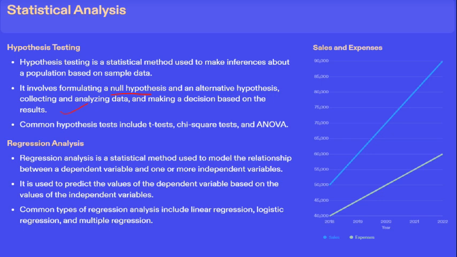Let's go into regression. This is also commonly used, where you start with linear regression. Regression analysis is a statistical model used for the relationship between a dependent variable and one or more independent variables. We will discuss dependent and independent variables as we go deeper into the regression topic. It can predict the value of the dependent variable based on the values of the independent variables. The most commonly used are linear regression, logistic regression, and multiple regression. So that covers some fundamental knowledge of statistical analysis.